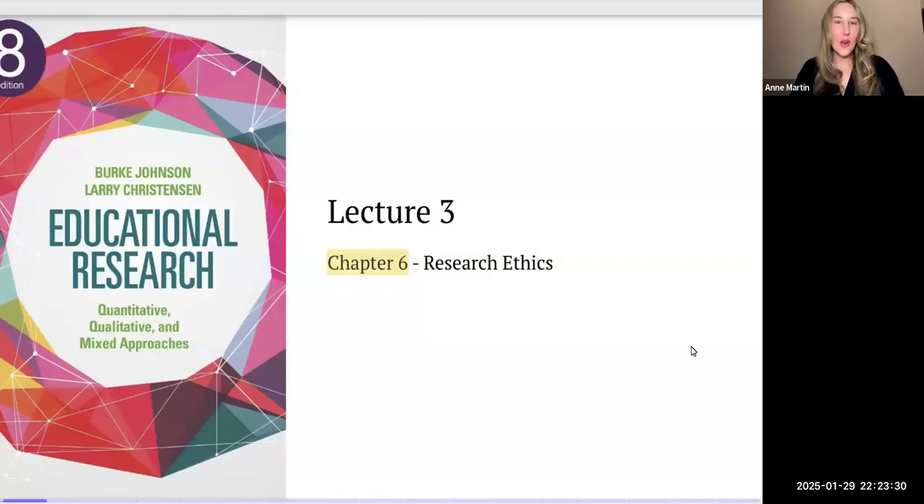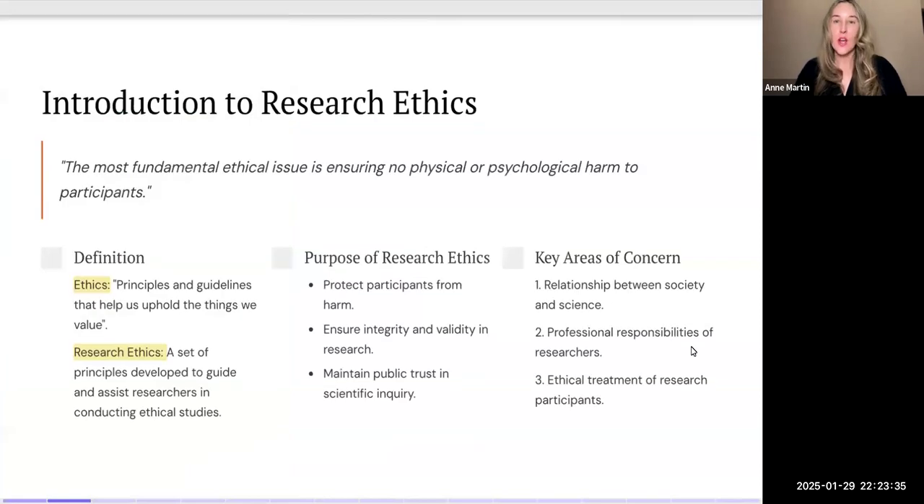Hi, everyone. Today we are going to be talking about Chapter 6, Research Ethics. Research ethics is such an important topic that all researchers need to know about and think about before they have even crafted a research proposal or begun conducting research. It's also something important for all of us to know as we interact with research on a daily basis.